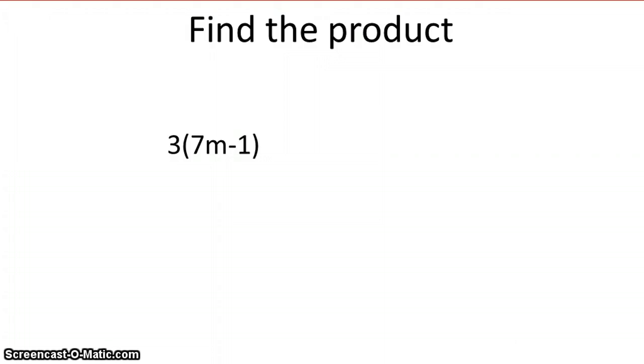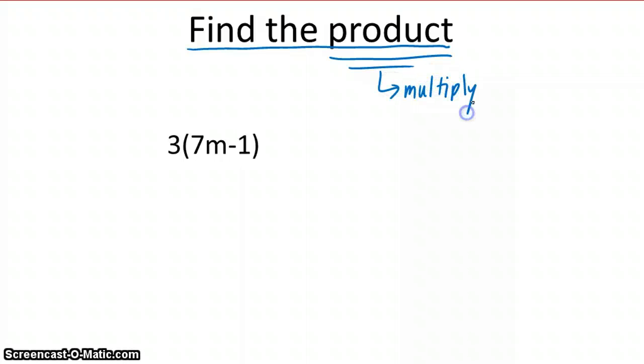So basically, when we're multiplying binomials, first of all, if you see the language find the product, just remember product means to multiply. We're going to start without doing binomials. Instead, we're going to take a constant times a binomial. And we've done this in the past, and the biggest thing you want to do is you want to be able to take the constant out front and distribute it through.